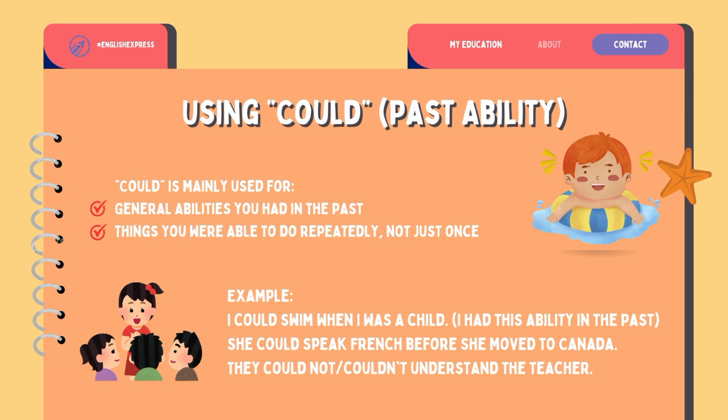And the second one, we can use could for past ability. Could is mainly used for general abilities you had in the past and things you were able to do repeatedly, not just once. For example, I could swim when I was a child. So it means I had this ability in the past. She could speak French before she moved to Canada. They could not or couldn't understand the teacher.